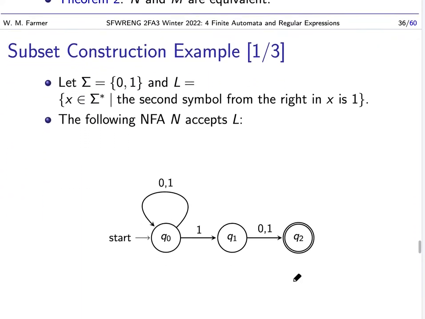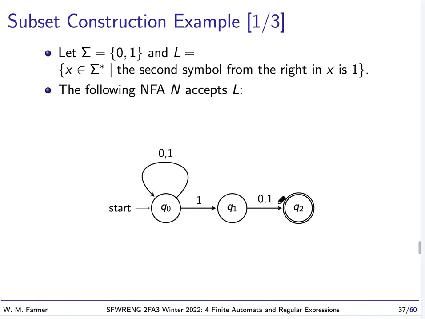So let me give you an example. So here we have sigma. It has this input alphabet, and the language that we want to accept is the set of all strings over sigma where the second symbol from the right in the string is a 1.